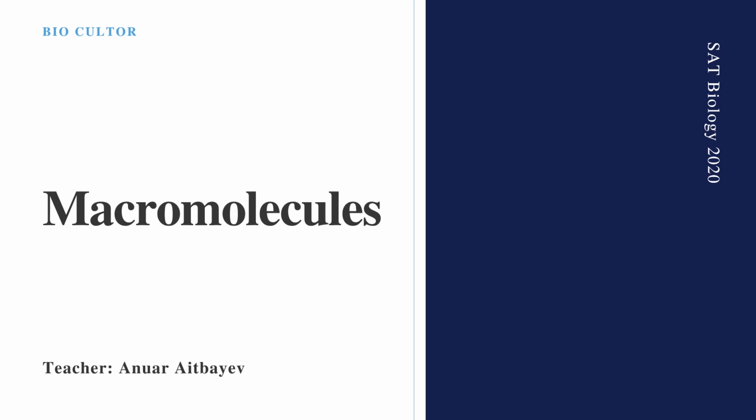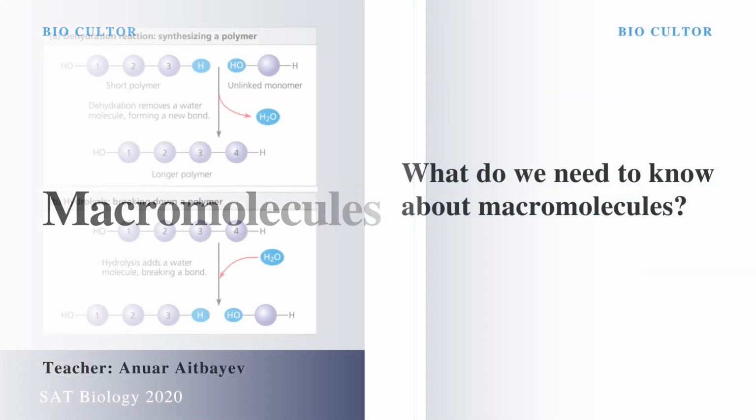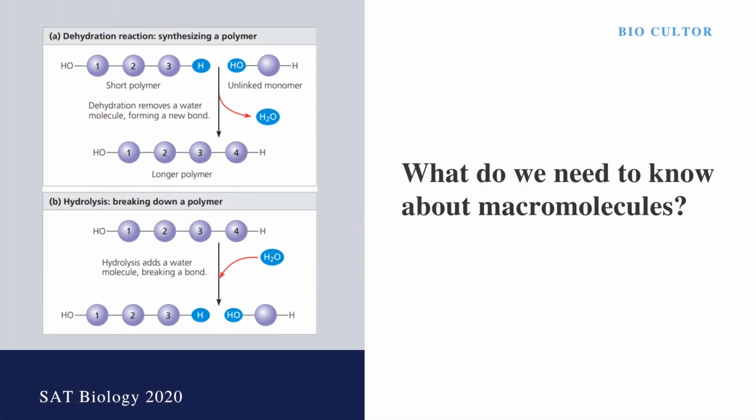Today we will consider the first type of macromolecule, carbohydrates. So before we begin, let's dwell on what macromolecules are. Macromolecules are large biological molecules that are made up of small particles. These include four main classes. We have carbohydrates, fats, proteins, and nucleic acids.